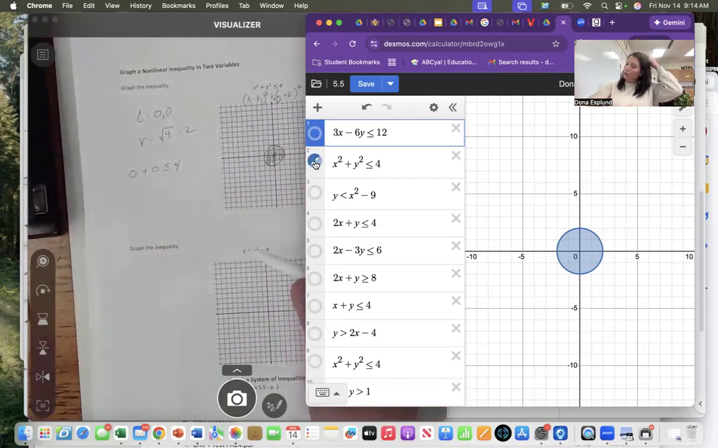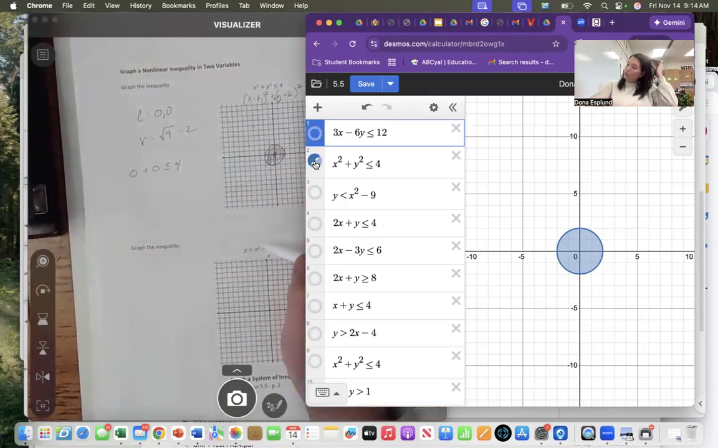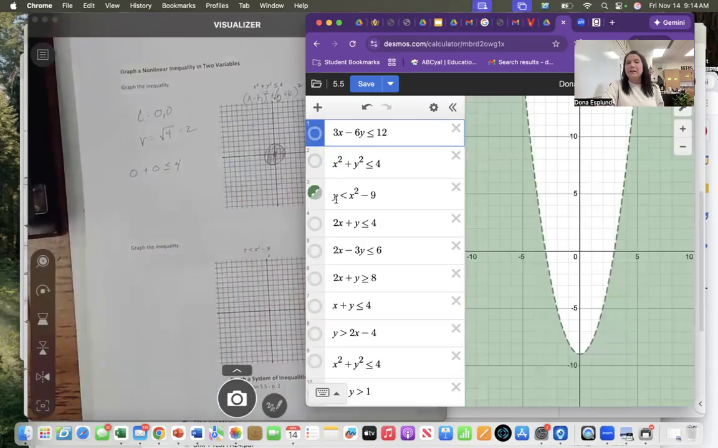All right, the next one is going to be y equals x squared minus 9. Before I click on it, can you guess? It is a parabola, right? Because remember, y is to the first power, x is to the second power. And I know it's going to open up or down because the squared part was x. If it was y squared and then a solid x, then it's not going to be a function, it's going to open left or right.